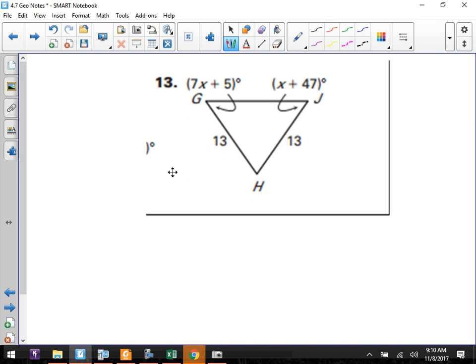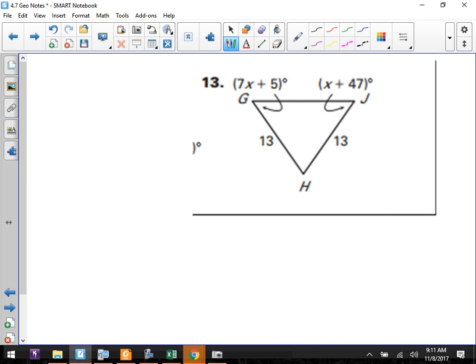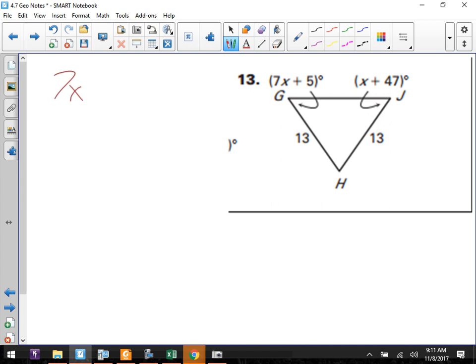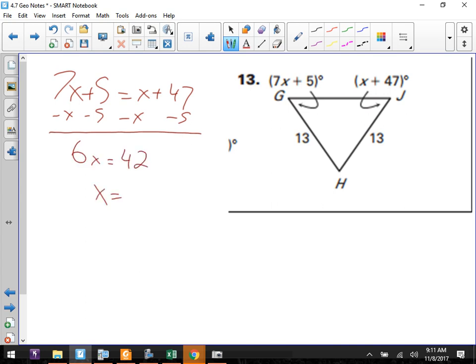So first of all, what kind of triangle is it? Isosceles. So isosceles tells you that the sides are the same, which means your base angles have to be the same. So we set them equal to each other, and you have the algebra then. So 7x and 5x plus 47. So pick out the little guy. Subtract the x, subtract the 5. X is 7.